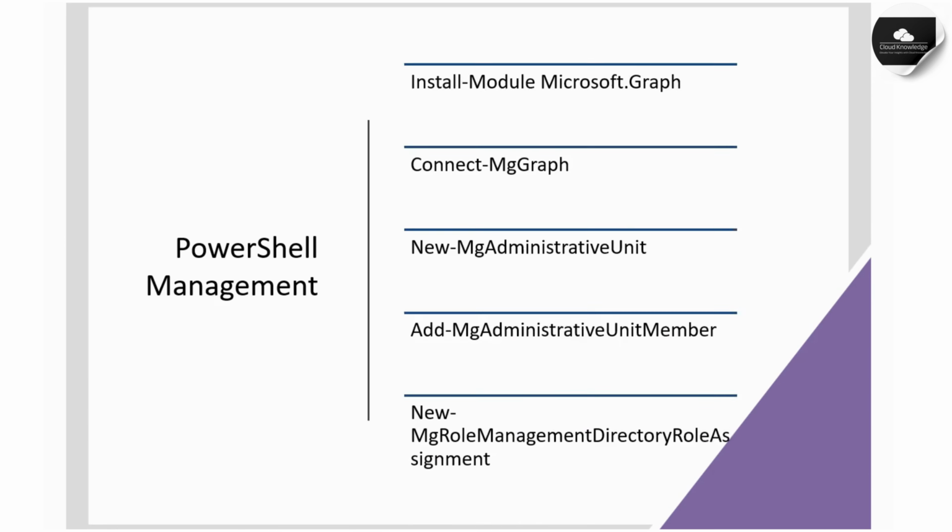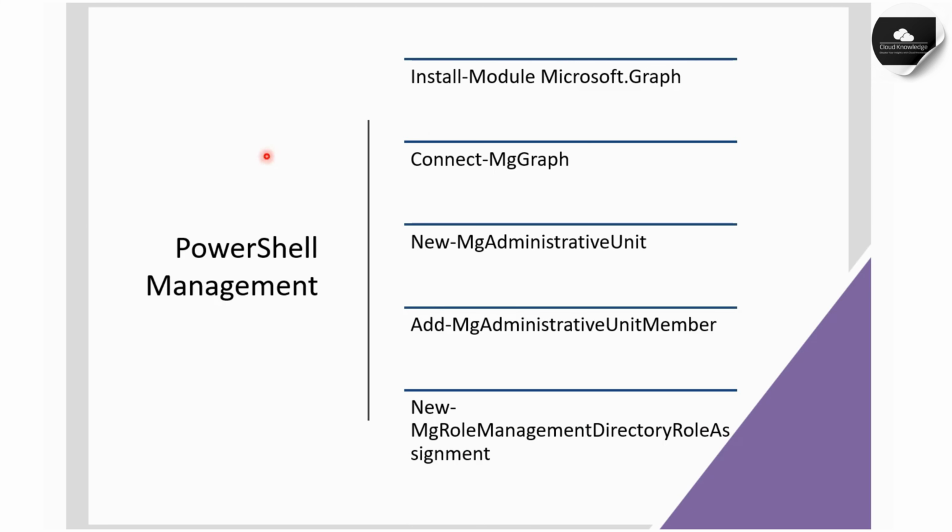After that, some PowerShell management that we have shared here. For Graph, we need to install the Microsoft.Graph module in PowerShell. Then you need to connect with Connect-MgGraph. Then there is the command New-MgAdministrativeUnit, which helps you create an administrative unit. Add MgAdministrativeUnitMember lets you add members to the administrative unit. Now you can create the role, the directory role assignment as per the directory role. So these are the basic commands that you can follow, and you can perform these steps there.